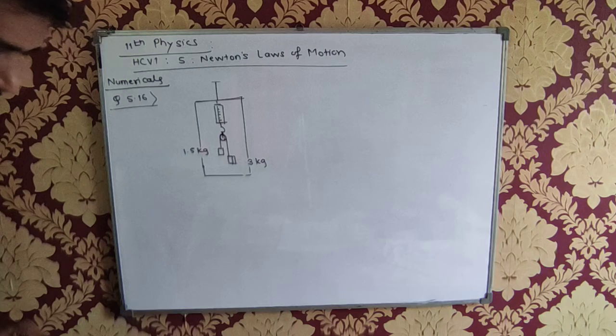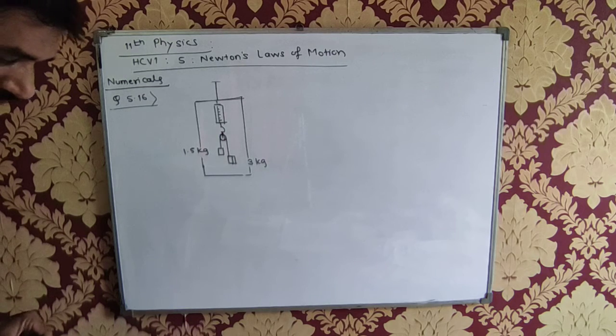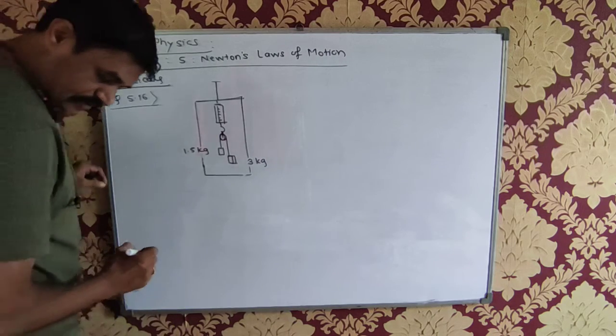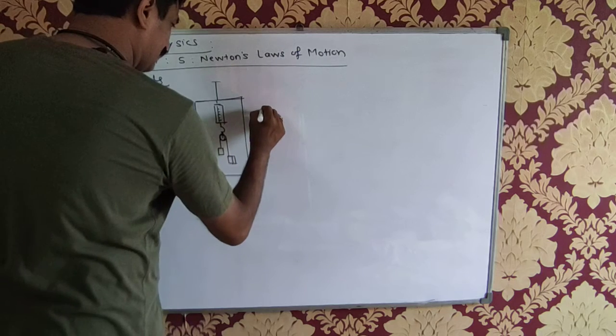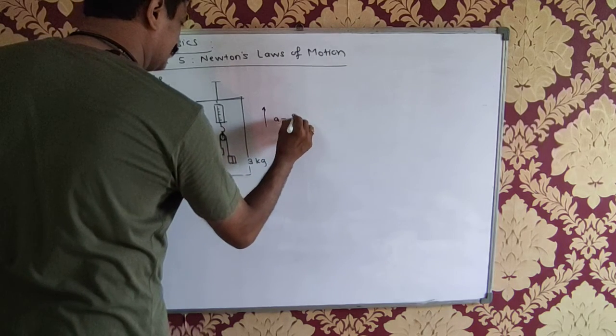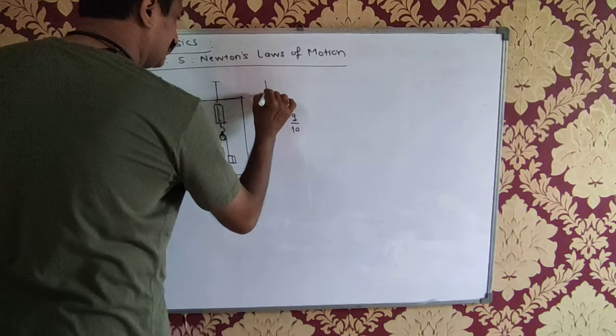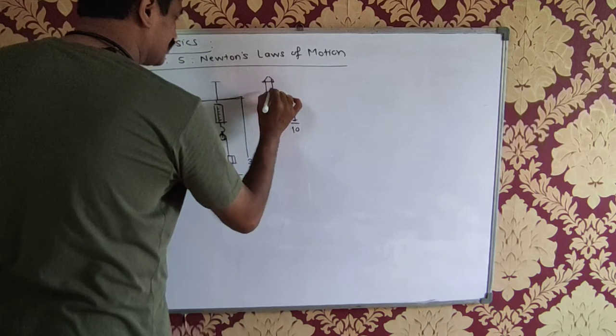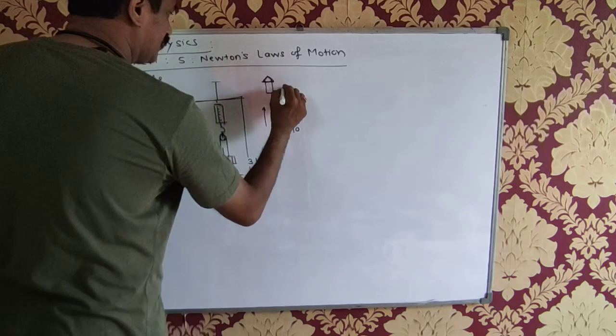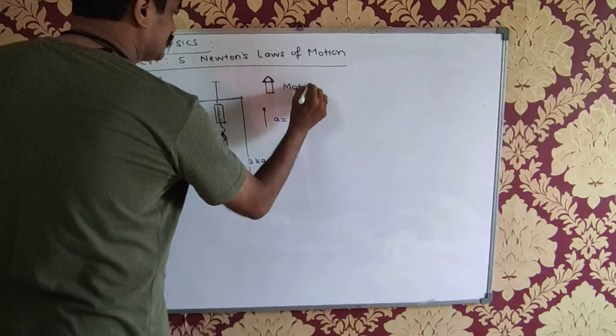Find the reading on the spring balance shown in the figure. The elevator is going up with an acceleration of g by 10. So we say this is the direction of motion. I will show it with a double arrow for motion. This is the direction of motion.